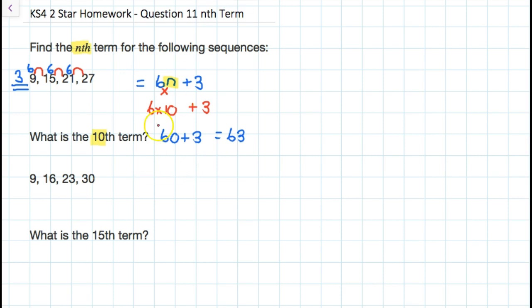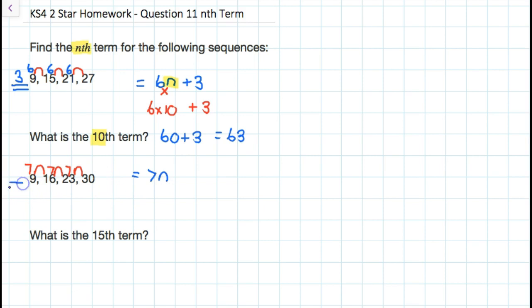Going to look at the next question. Remember, first of all, we're putting our n's in to remind ourselves we need an n in our answer. The difference between 9 and 16 is 7. 16 to 23 is also 7. And 23 to 30 is also 7. That gives us the first part of our answer as being 7n in this case.